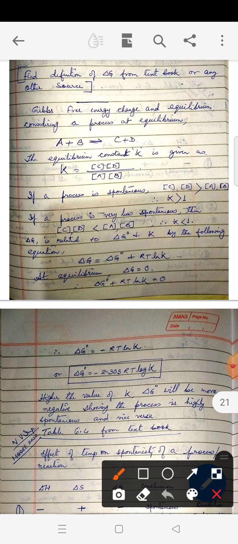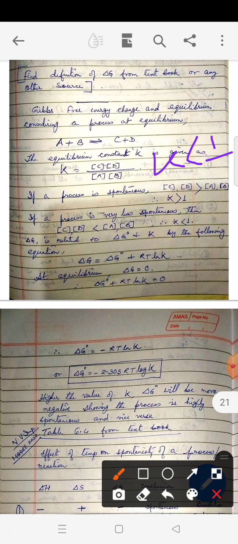Since K is a ratio of concentration terms, if C and D concentration is more than A and B, you can understand the value of K is going to be greater than 1. Now concentration of C and D is more than A plus B means more product is forming. That means the process is going to be spontaneous. And if the concentration of C and D is less than concentration of A and B, then the value of K will be less than 1. That means the process is not thermodynamically that feasible.